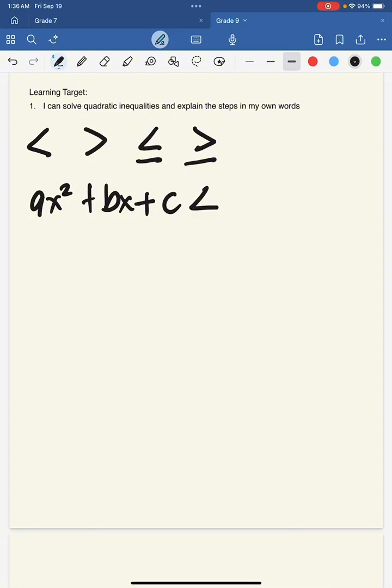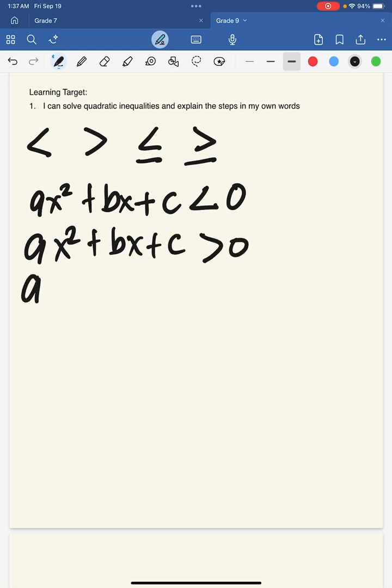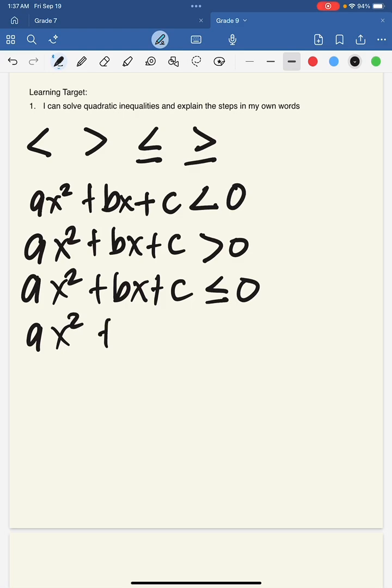So let's start with less than 0. And you could write still the same with the other three. So ax squared plus bx plus c is greater than 0. And we also have ax squared plus bx plus c is less than or equal to 0. And the last one would be ax squared plus bx plus c is greater than or equal to 0.